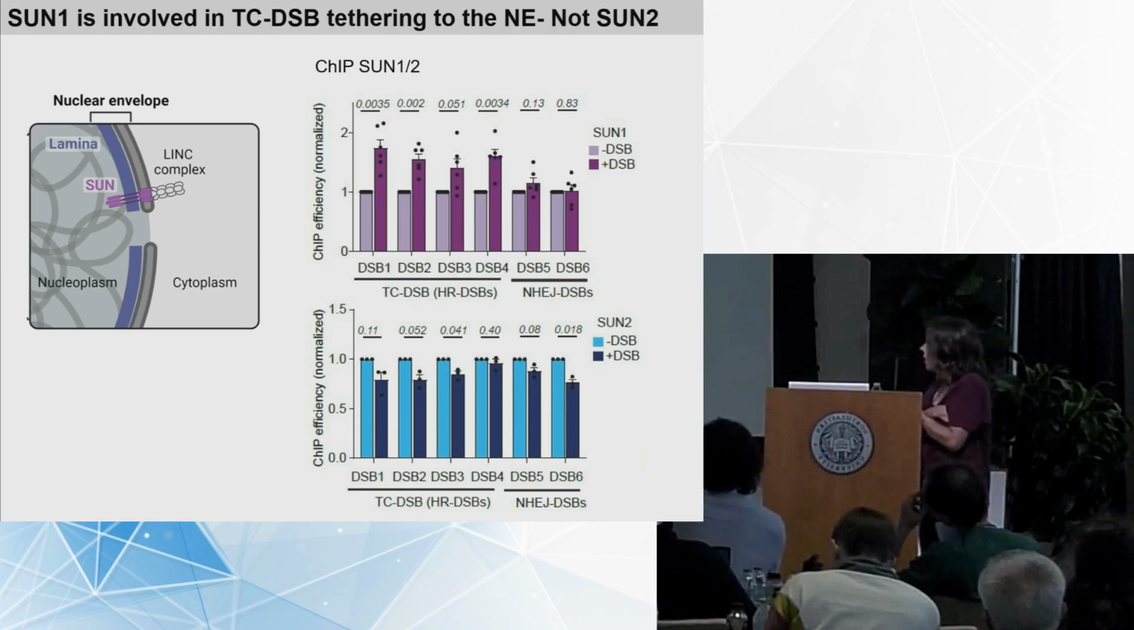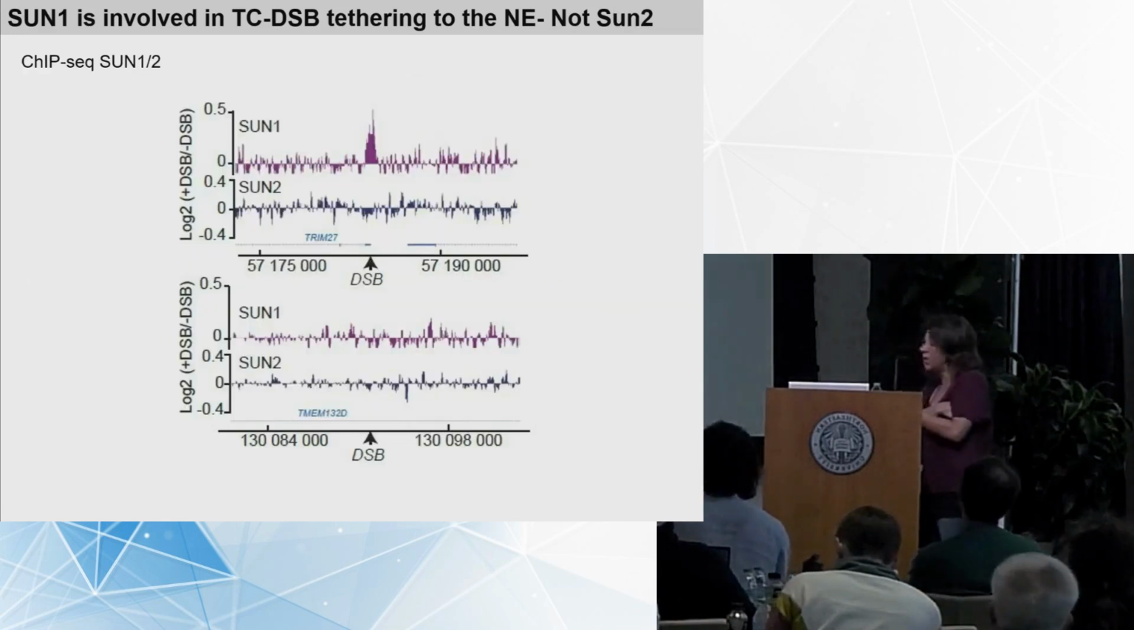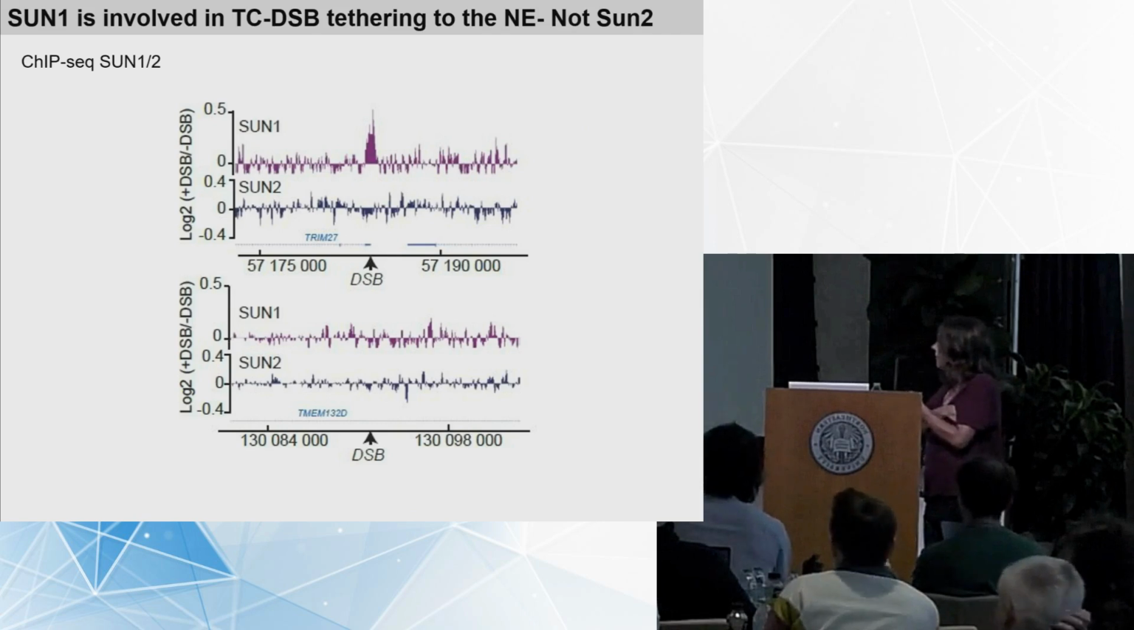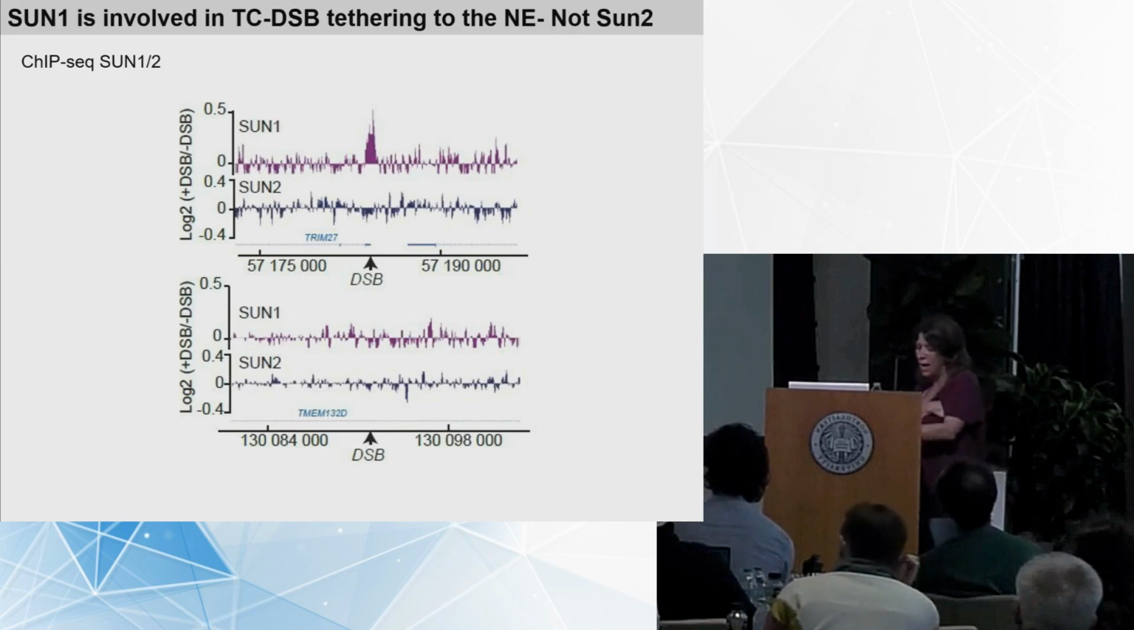see that SUN1 is recruited at DSBs quite nicely, but SUN2, if anything, rather decreases at DSBs. So we performed ChIP-seq against those two subunits, and again we could see that SUN1 is recruited at DSBs, while this doesn't seem to be the case for SUN2. And here you have another DSB induced on a gene that is inactive, and we could see neither SUN1 nor SUN2. Okay, so we have SUN1 accumulation at DSBs induced in transcribed loci.